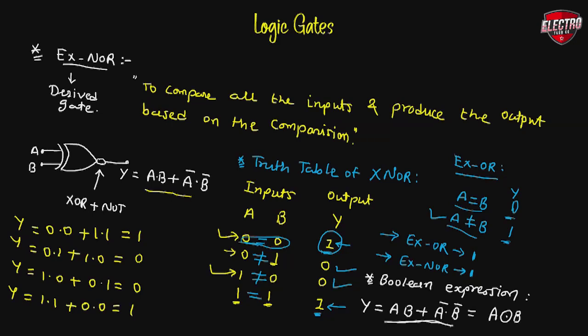Clear? So this is all about exclusive NOR gate. Exclusive NOR gate is used to compare all the input signals and produce an output based on the comparison of input signals. Clear?